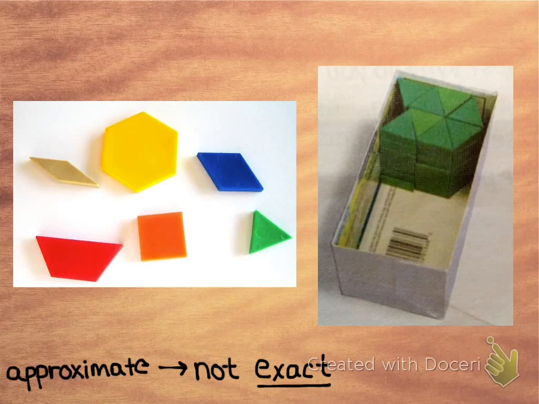Today in class, we will fill a rectangular prism with pattern blocks to find its approximate volume. Kind of like how this one is filled up here. This is a checkbook box filled with triangle pattern blocks. As you can see, the triangles don't fit in all the gaps and holes of the box. So we know this is just an approximate volume, not the exact volume of the rectangular prism. Approximate means not exact, it's just really close to.